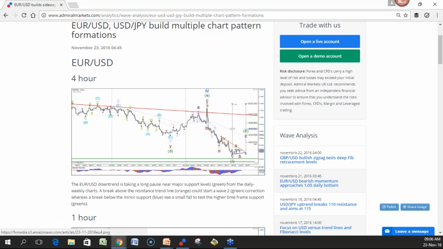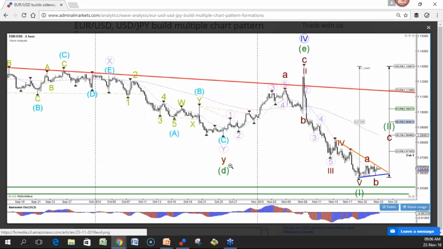One of the things I would like to see for the euro dollar is if price manages to break above orange, the resistance trend line, and if it manages to break above these tops here. If it does that, I think that is a confirmation signal that price is ready to make a bounce at those green lines. Those green lines represent support levels from the daily and weekly charts. So strong bouncing spots.